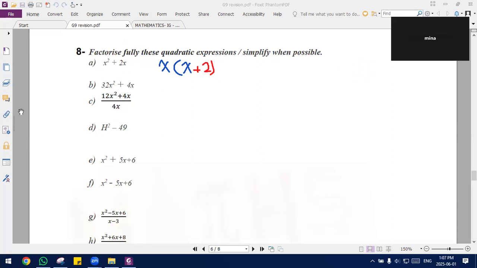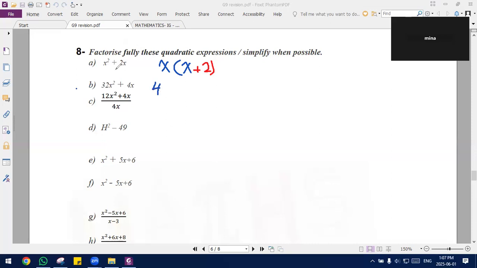Now then, first we look at the numbers, 32 and 4. Can I take a common factor between them? We need one number that can divide both of them. 4. 32, can it be divided by 4? Yes. So we put 4 outside.